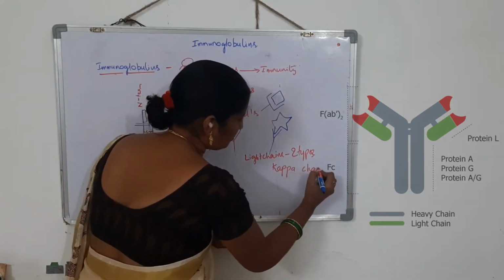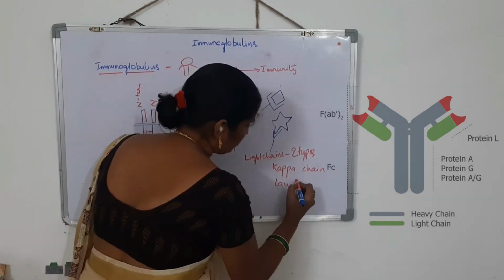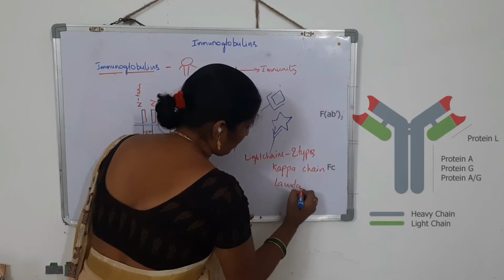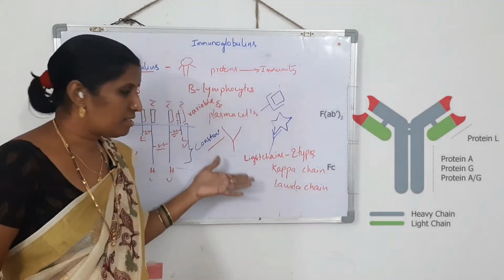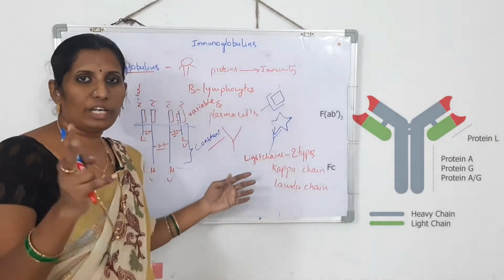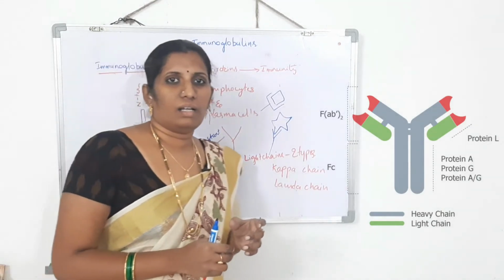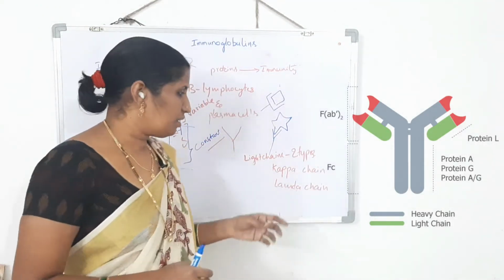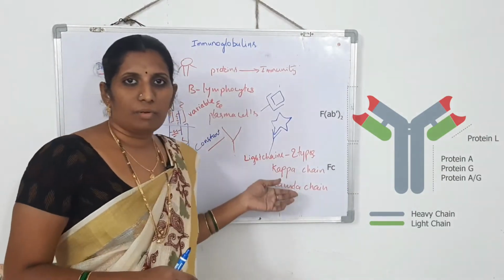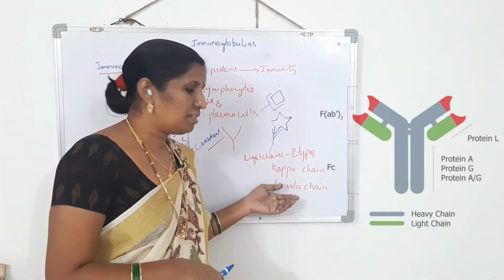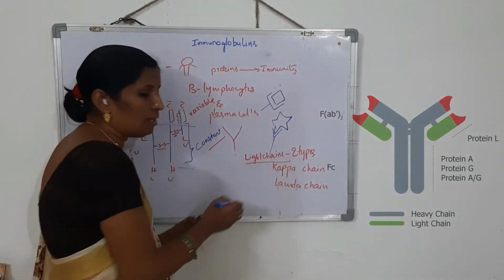Kappa chain and lambda chain. So depending upon the amino acid sequence, the light chains are of two types, kappa chains and lambda chains, and most of the light chains of antibodies are kappa type only, right? And very rarely, antibodies or immunoglobulins appear with the lambda chain. Okay, that was about the light chains.